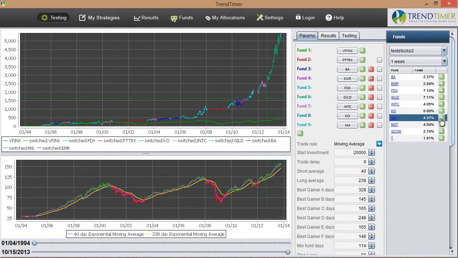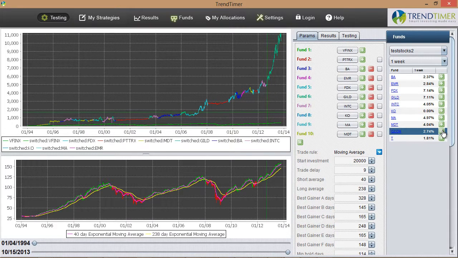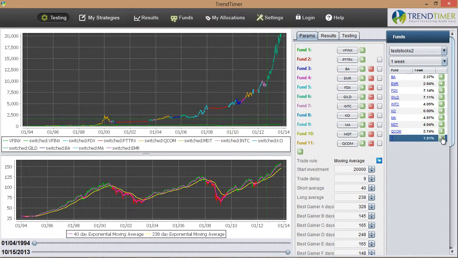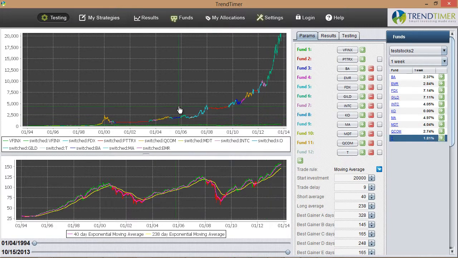MasterCard, Medtronic, Qualcomm, and AT&T. Okay, now we have a switched line here that's many different colors, and each color corresponds to the ownership of one of these dozen stocks.